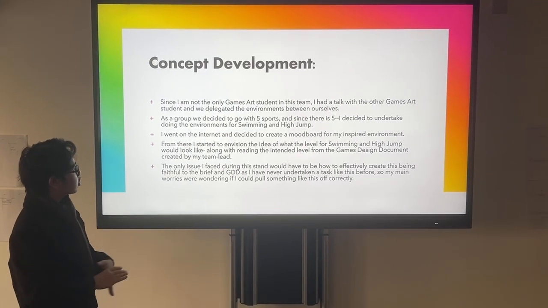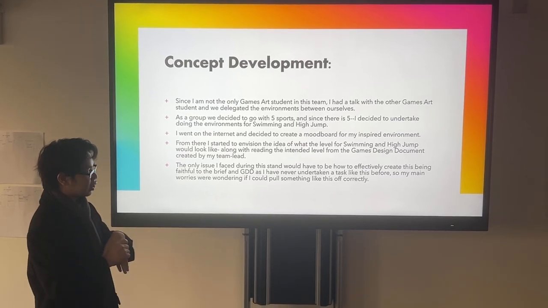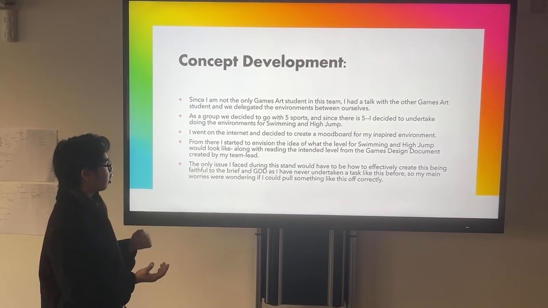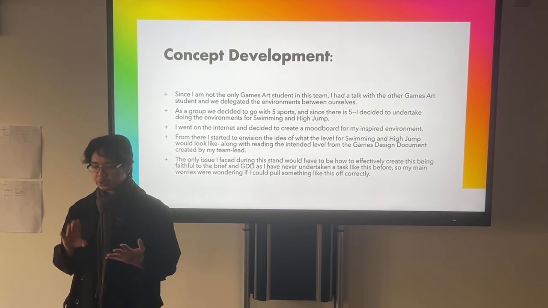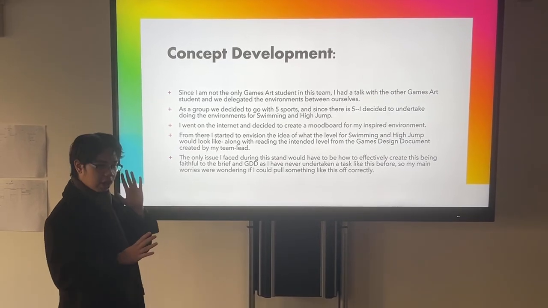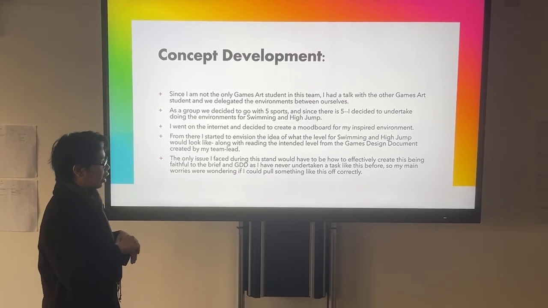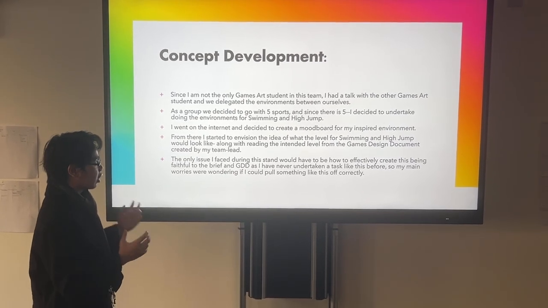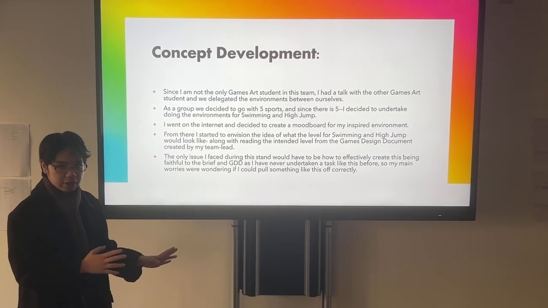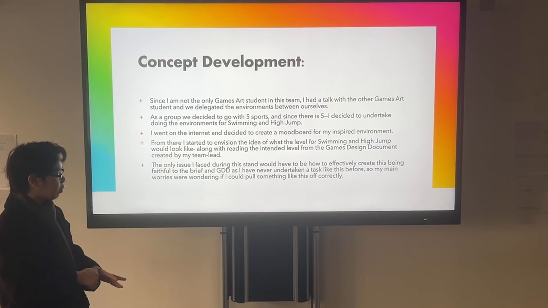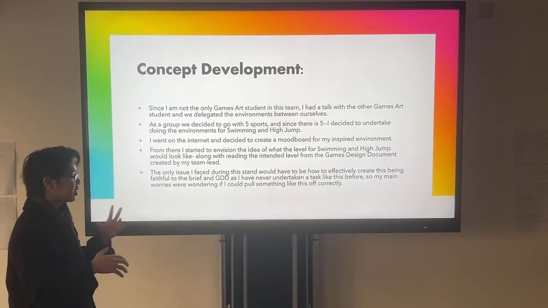So concept development, it was straightforward. As a group, we decided to do 5 sports. I think it was swimming, high jump, running, archery, and ice skating. Since I'm not the only games artist here, we decided to split it between us both, and I decided to do swimming and high jump. After that, I decided to make a mood board for my inspired environments and just start envisioning what the idea of these levels should be like.